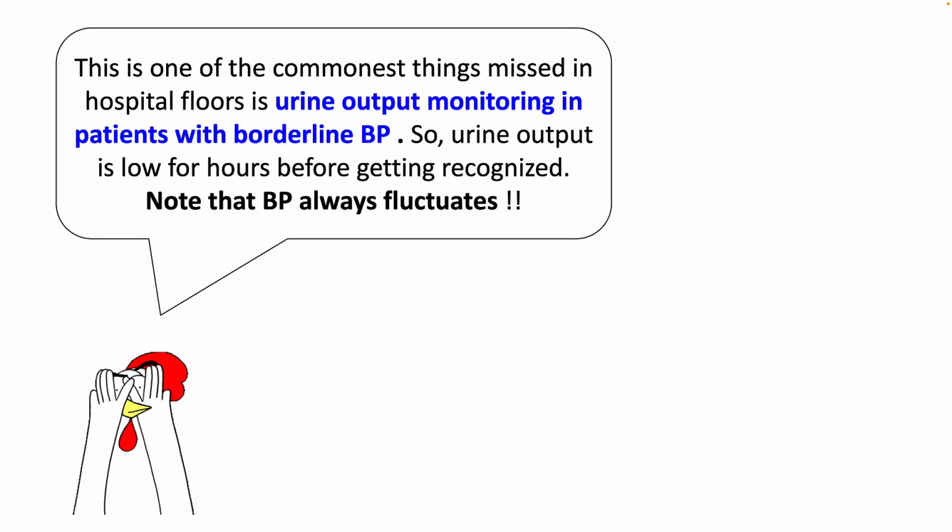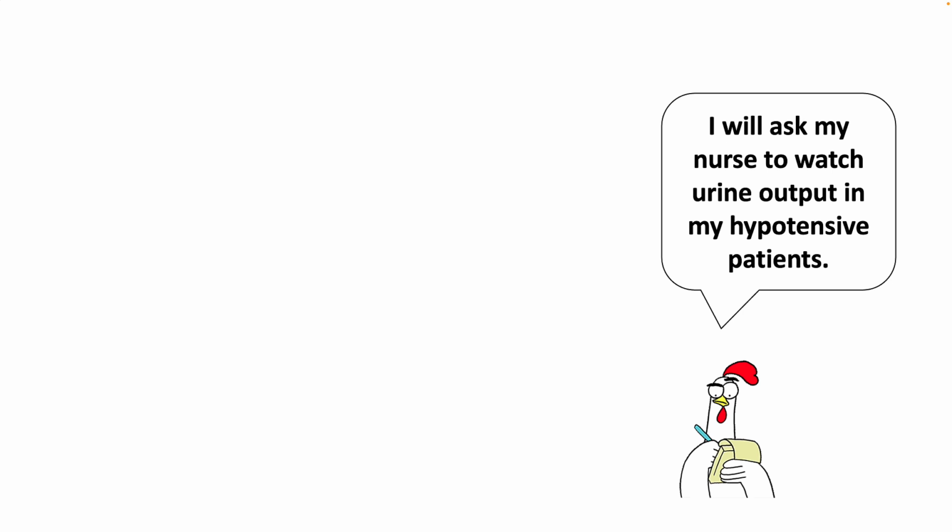One of the commonest things missed on the hospital floor is the urine output monitoring in patients with borderline blood pressure. So urine output is low for hours before getting recognized. Note that you take blood pressure intermittently, and there are pretty good chances in these patients that your blood pressure was low for quite some time in between the measurements. So always ask your nurse to watch the urine output in your hypotensive patient.